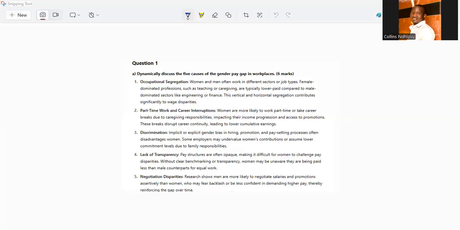So we also have the second cause, part-time work and career disruptions. Here, women are more likely to work part-time or take career breaks due to caregiving responsibilities. Okay. Can somebody explain further what we mean there?